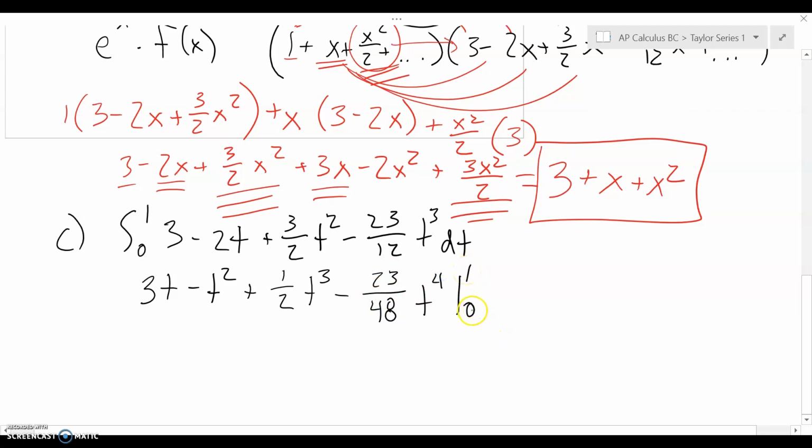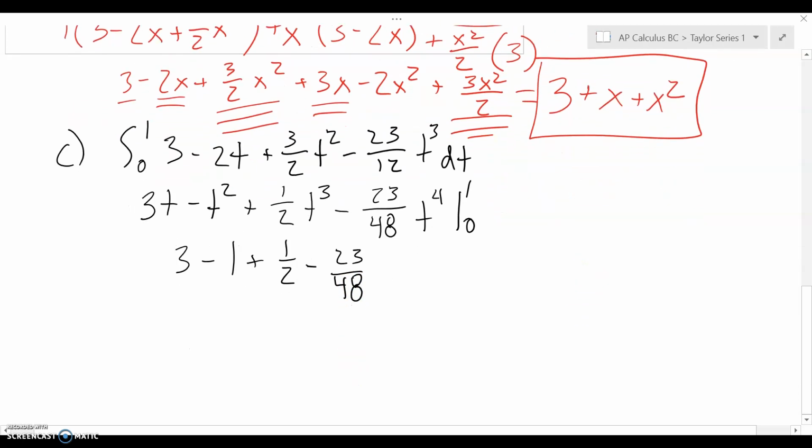Just as a quick check, 0 is going to go in and zero all those out. So it's going to knock out all those terms. 1 goes in, and obviously we're just going to replace the t with a 1. And this is a no calculator question, so we are asked to juggle some fractions, not the end of the world. 3 minus 1 is 2.